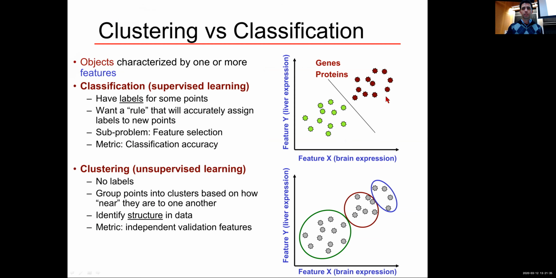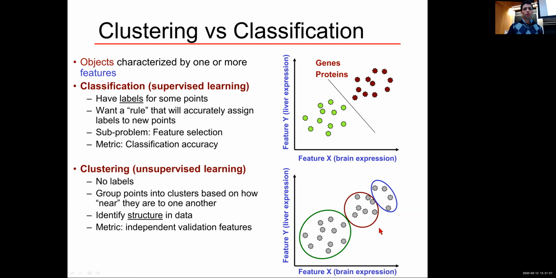For example, this is, I don't know, liver and this is heart. And heart expressed genes or heart function genes. And we have labels for some of the points. We're going to learn a rule that will accurately assign labels to new points. So for example, the subproblem might be, what are the features that are important? What are the genes that are differentially expressed. And the metric will be classification accuracy.